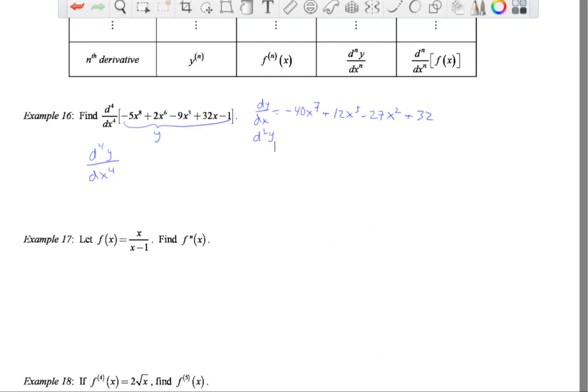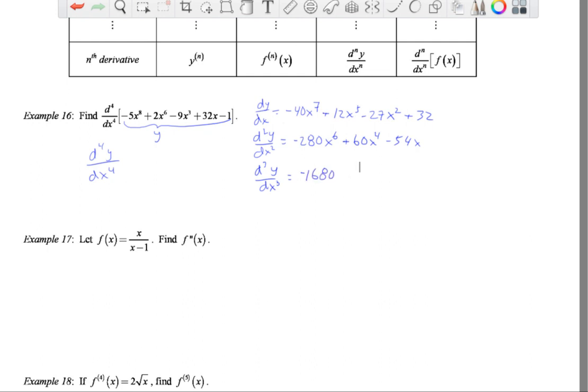Now we're going to find the second derivative, and that's the derivative of the derivative. So we'll bring down that 7, we get negative 280x to the 6th plus 60x to the 4th minus 54x, and then the derivative of that constant 32 again is 0. Let's go to the next one, the third derivative, and we'll go 6 times 280. Good chance to practice your mental math.